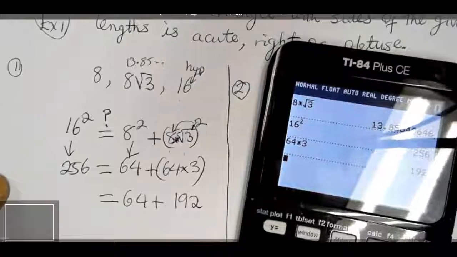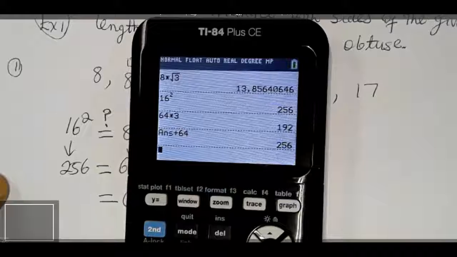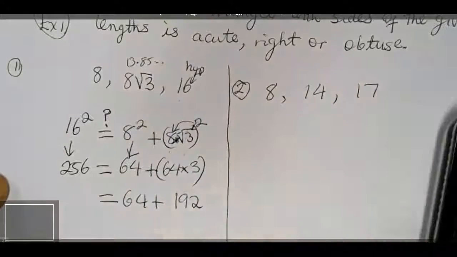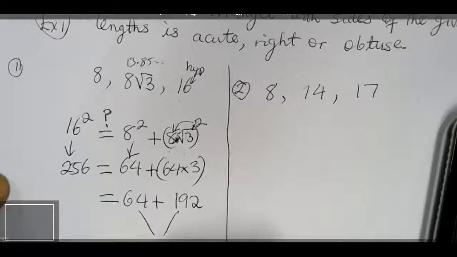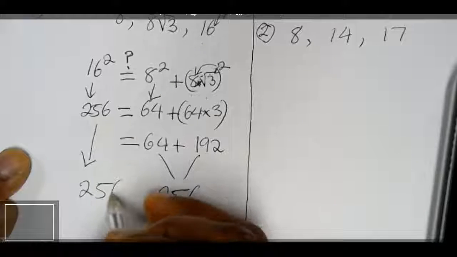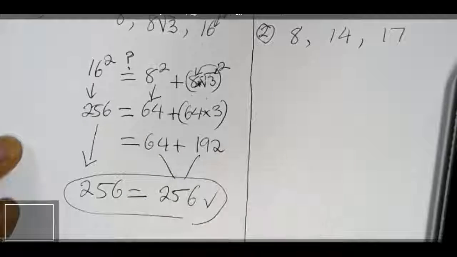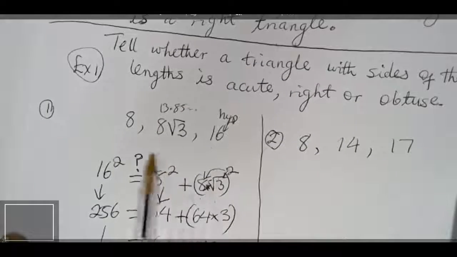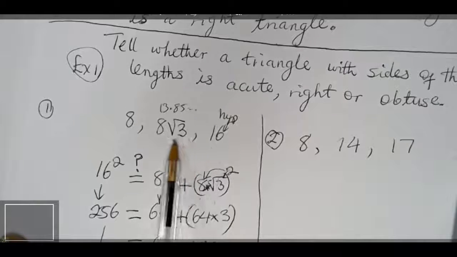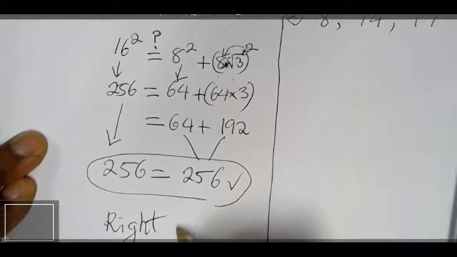So 192 plus 64 is 256. It came together to be 256, and our left hand side is still 256. So that checks, they are equal. That means the triangle with these sides is a right triangle. So we just write that it is a right triangle.